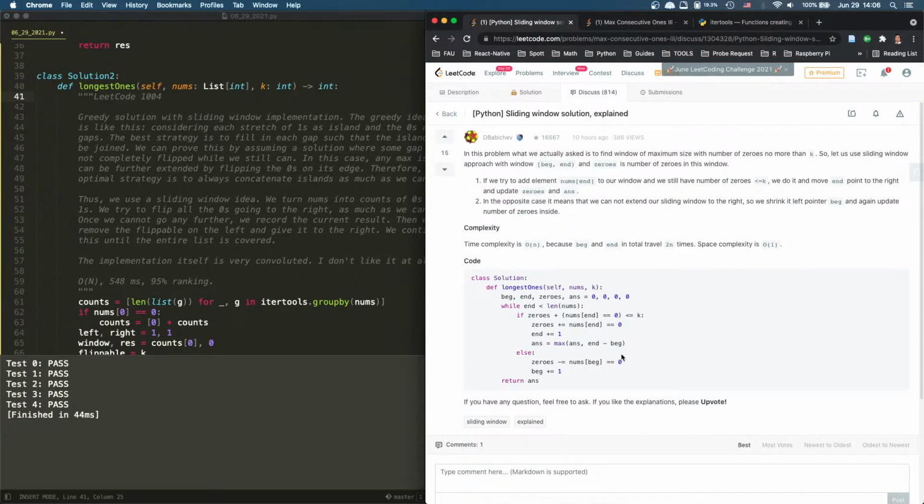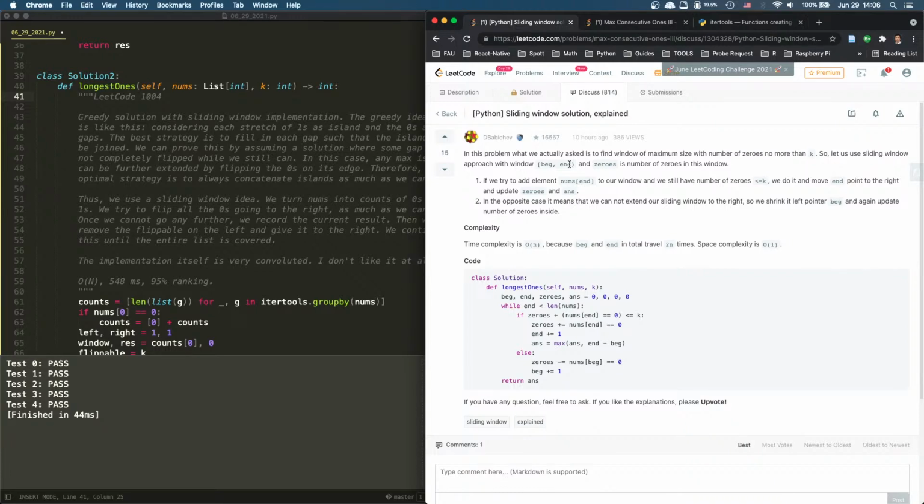All right, let's take a look. What it actually asks is to define a window of max size with number of zeros no more than k. That's one sentence trying to explain. I used like two paragraphs, and there's one sentence to summarize my two paragraphs of ideas.